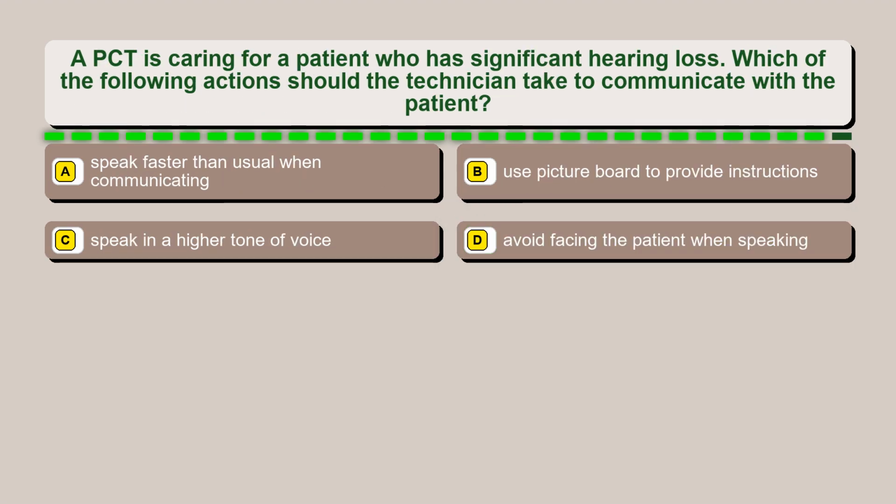Question 16. A PCT is caring for a patient who has significant hearing loss. Which of the following actions should the technician take to communicate with the patient? Option A. Speak faster than usual when communicating. Option B. Use picture board to provide instructions. Option C. Speak in a higher tone of voice. Option D. Avoid facing the patient when speaking.